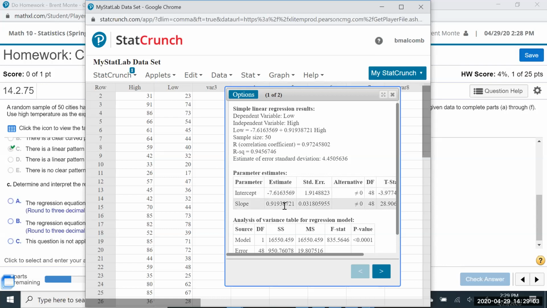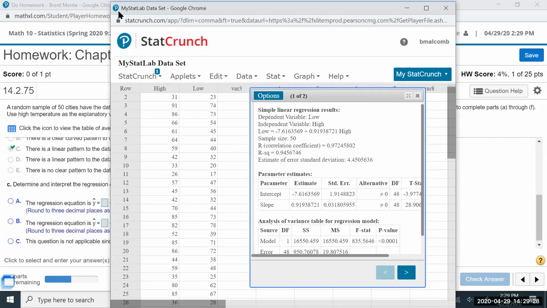And my slope, that's my B sub 1. Oh, they put it up here for me. They say the line, which was Y, is negative 7.616, all that stuff plus that. So this is Y equals negative 7.6 plus 0.9x. And let's see how many decimals they want us to go. 3 decimals. So let's write this down so that I have it correctly.